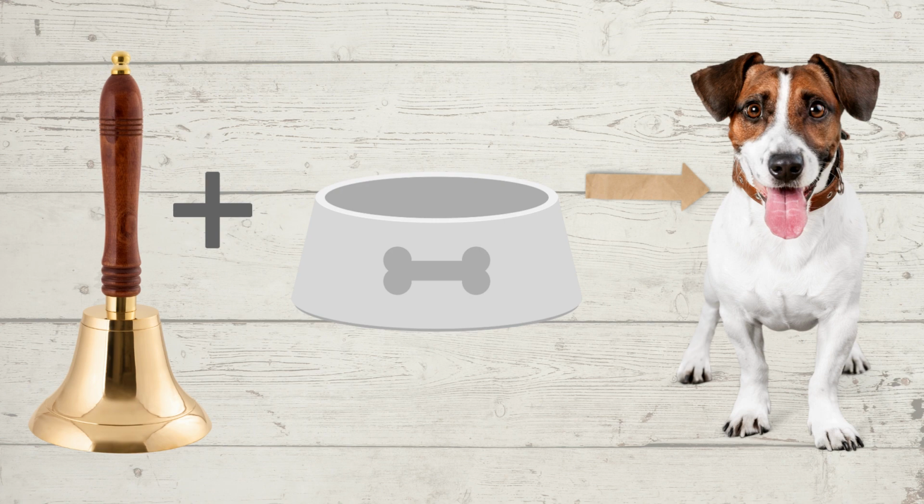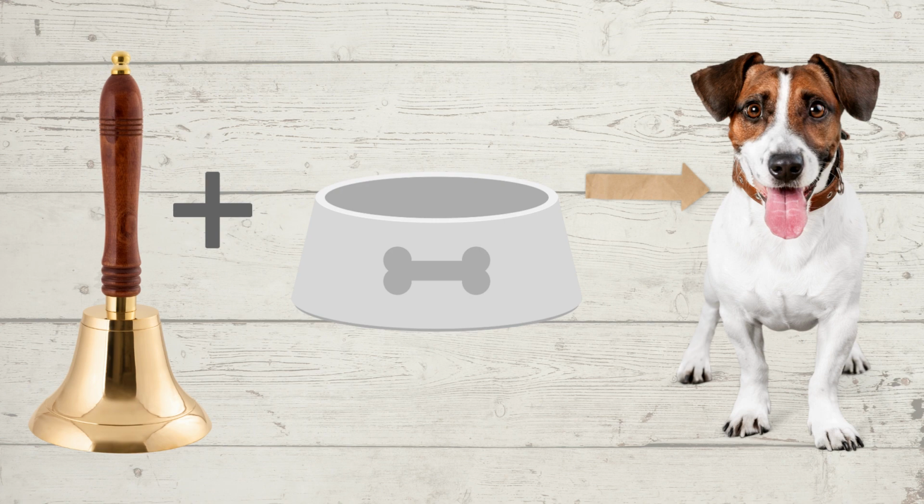So, in the case of Pavlov, he first presented the dogs with the sound of a bell. They did not salivate, so this was a neutral stimulus. Then he presented them with food, and they salivated. The food was an unconditioned stimulus, and salivation was an unconditioned or innate response.